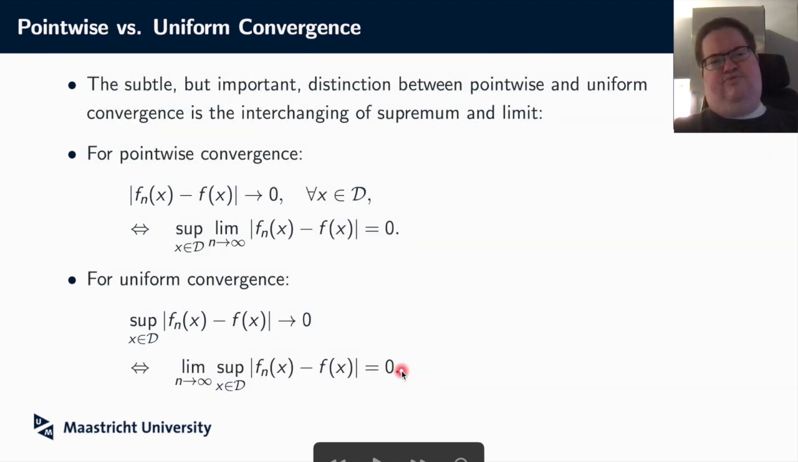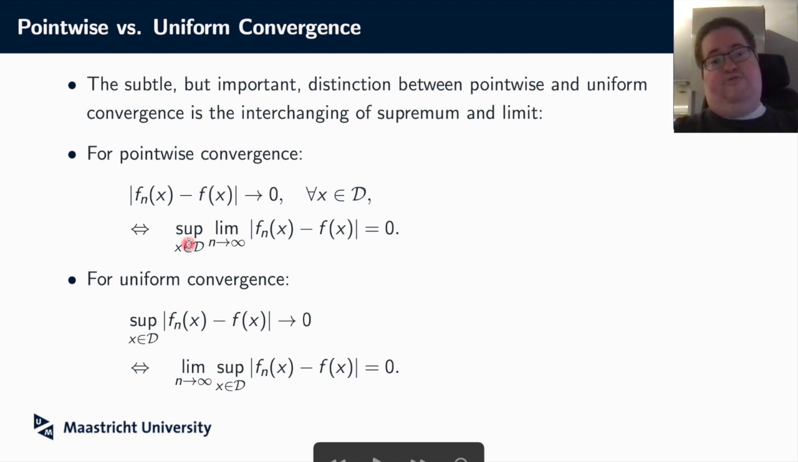So it seems very close to each other, so let's have another look at what actually makes things different. Now for pointwise convergence, we could rewrite that as saying, well, the difference converging to 0 for all x's is the same as, well, first you take the limit for n to infinity for a fixed x, and then as a next step, you take the supremum over all the x's of that limit.